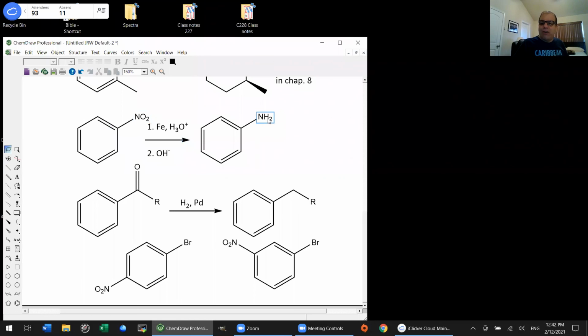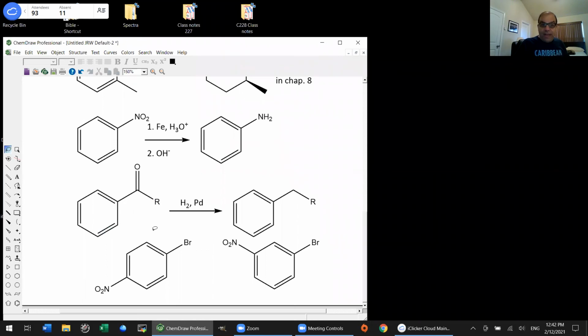I don't care which way you learn. But that's one that you might wind up wanting to do, because I don't know of a good way of putting an amino group straight on the ring, at least in an electrophilic aromatic substitution. But nitration is pretty easy to do. And so that's a step that you might find yourself in need of having to do.